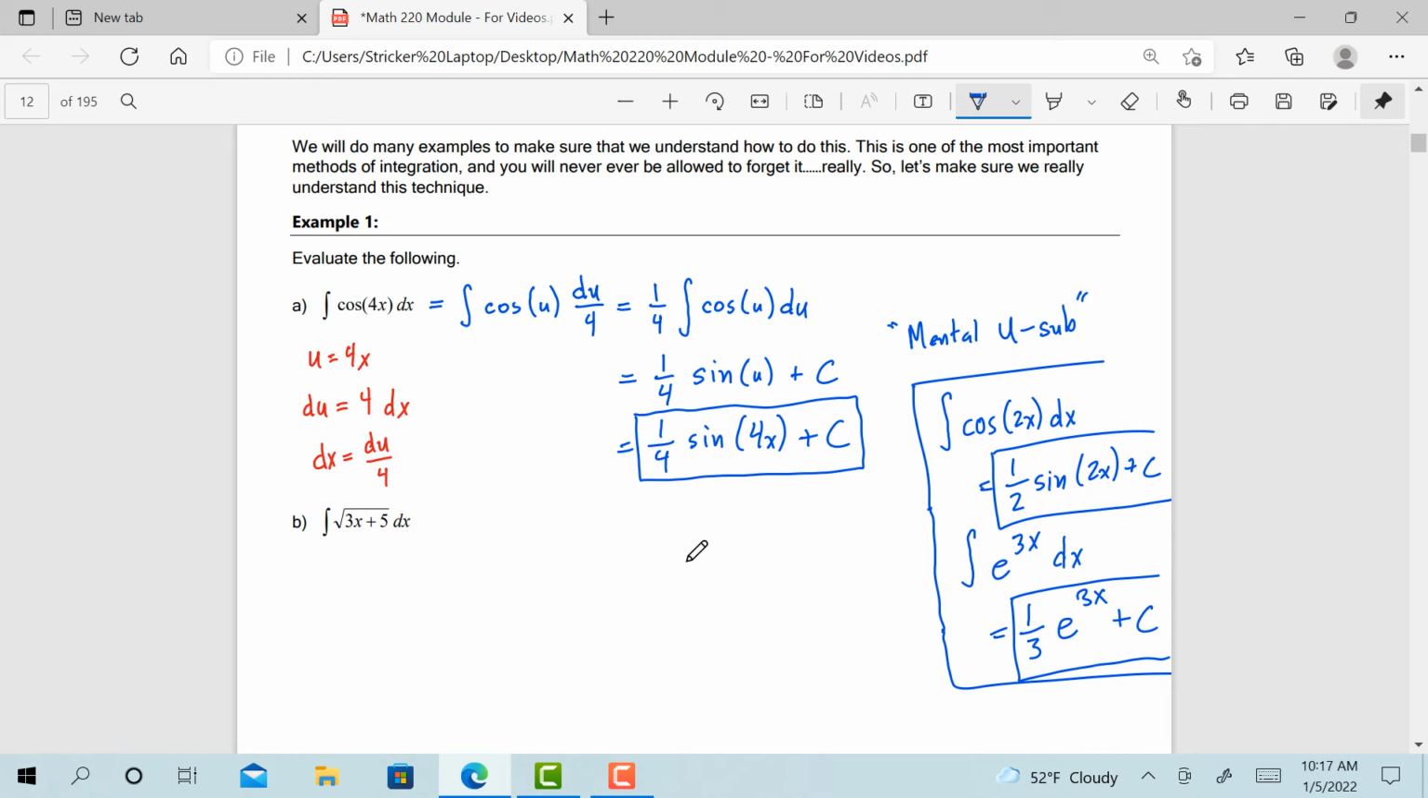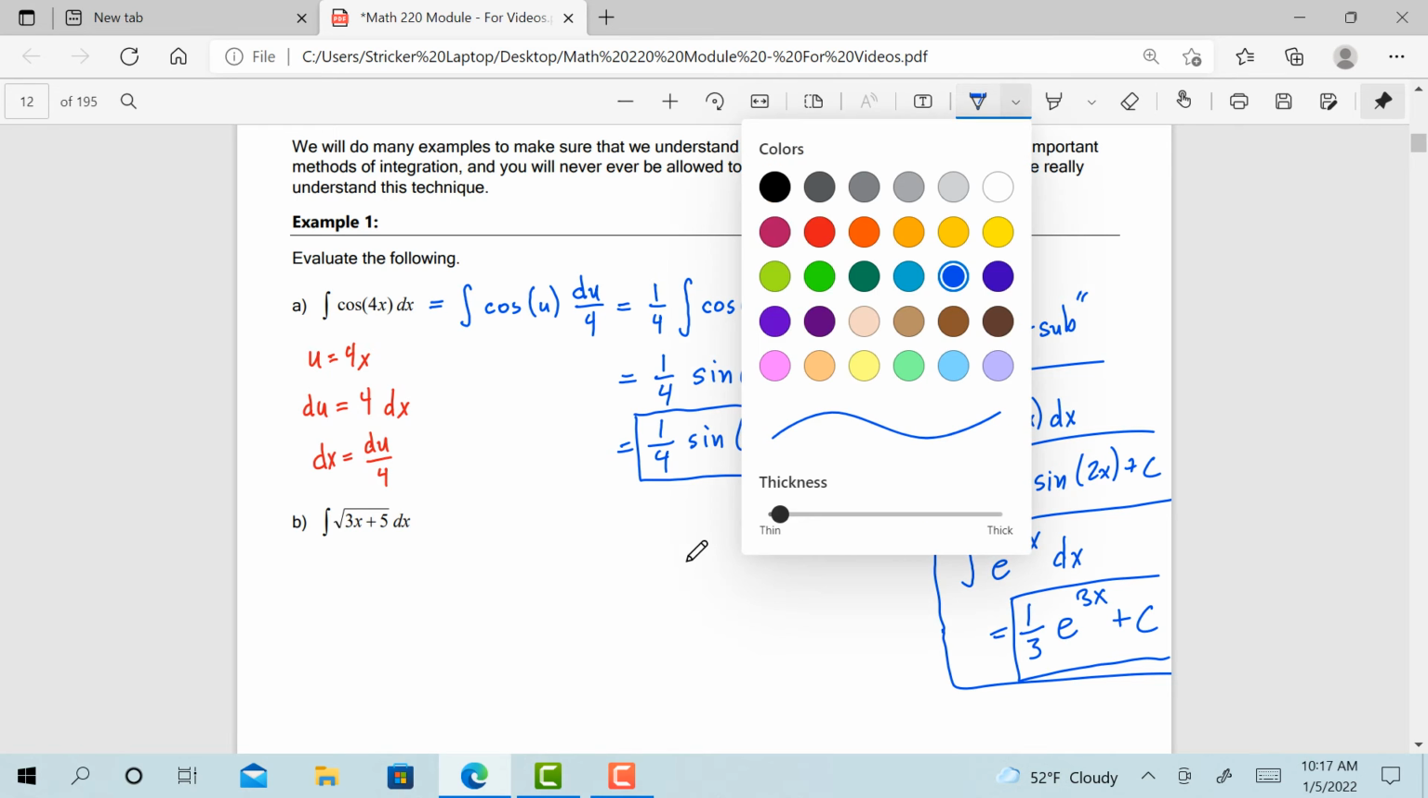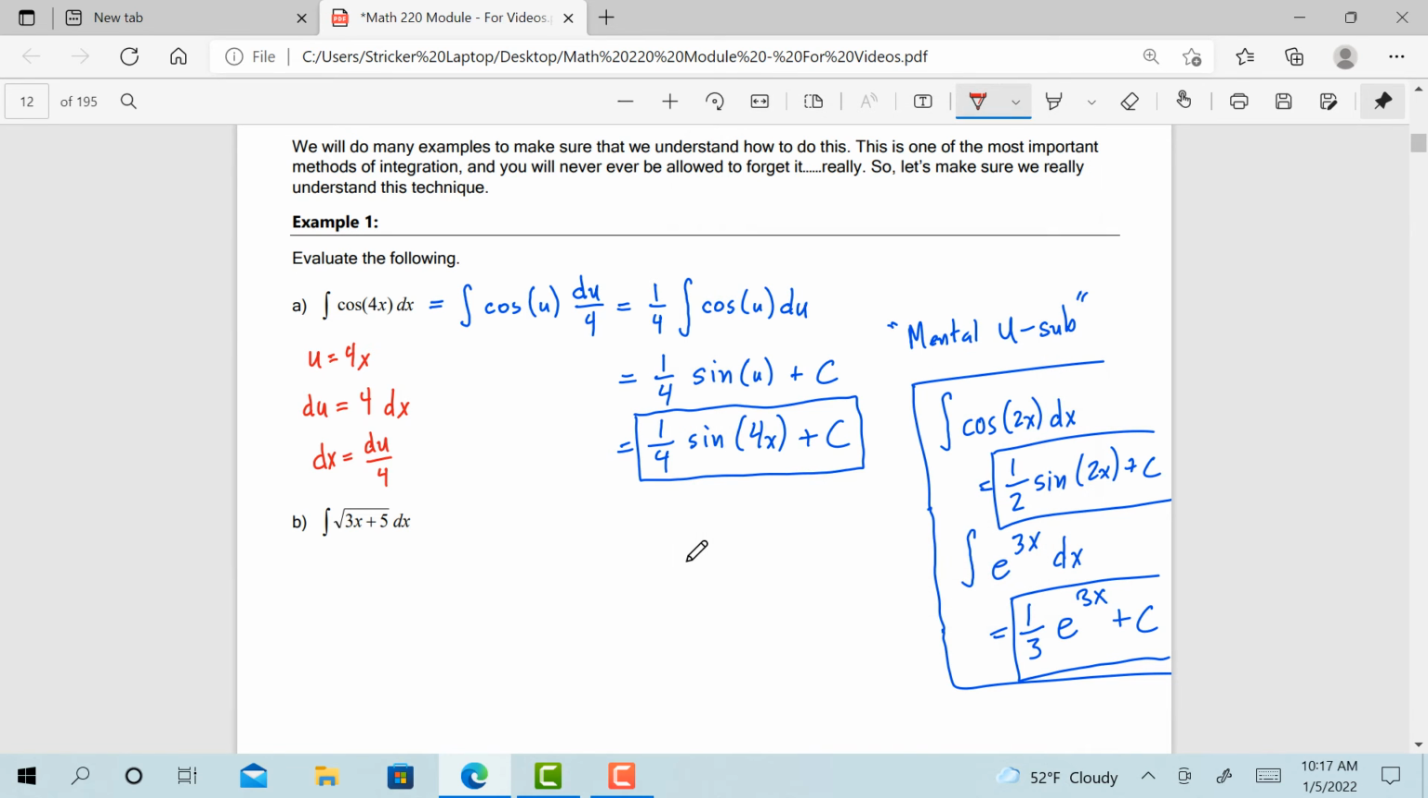Let's do one more problem on this video, and then we'll move on to the next video where we'll talk about doing definite integrals for u substitution. So if I look at the next one, again, we want to let u be the inside function, so we're going to let u equal 3x plus 5. Then du is equal to the derivative of 3x plus 5, which is 3 times dx, which means dx is equal to du over 3.